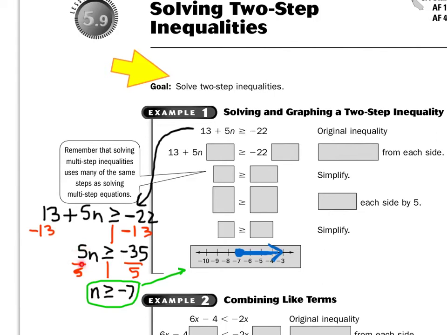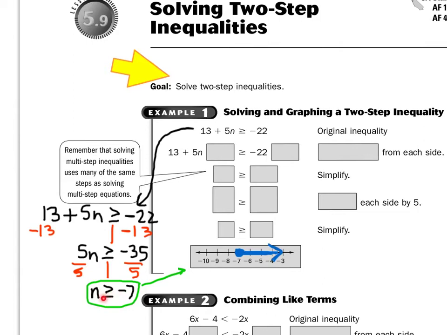And then remember, I have to get rid of the 5, so I'm going to divide both sides by a positive 5. Now remember, when I divide by a positive 5, nothing changes. So 5 divided by 5 makes that invisible 1. I bring down the n, I brought down the symbol, nothing changed, and then negative 35 divided by 5 made negative 7. So this is n is greater than or equal to negative 7.